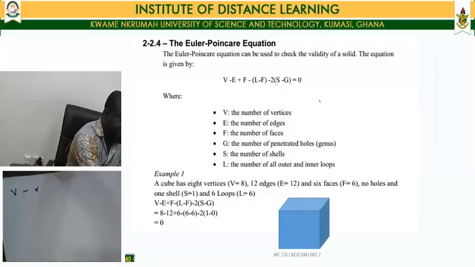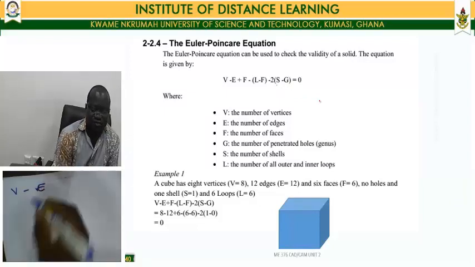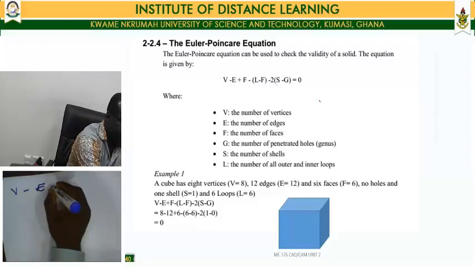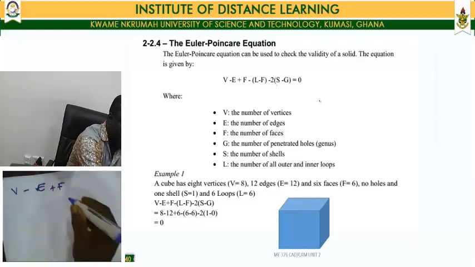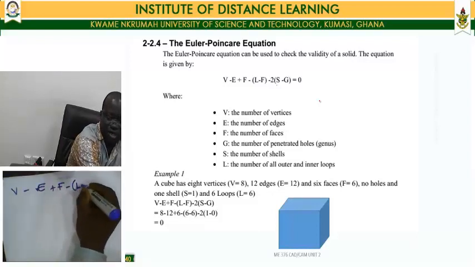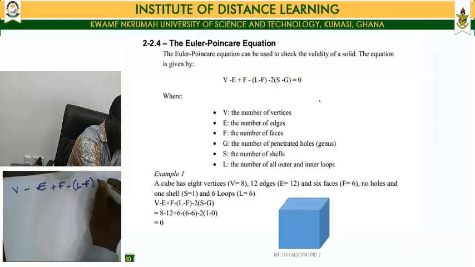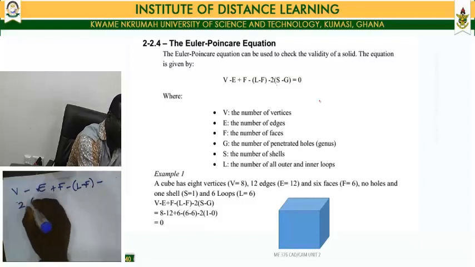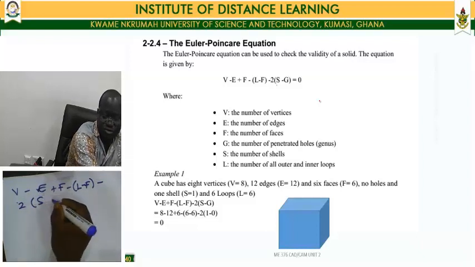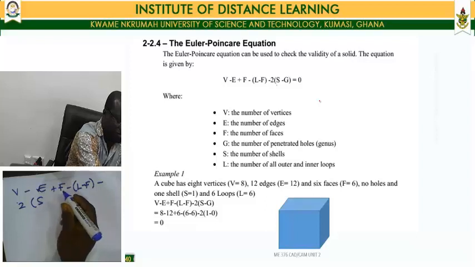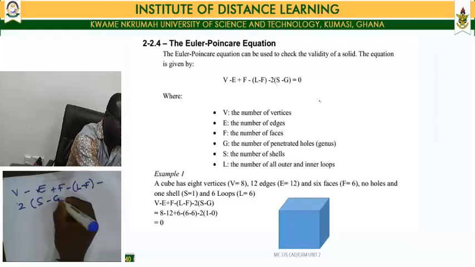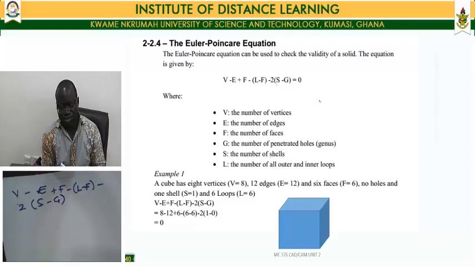V is for vertices, and then we have E for edges, plus F for faces, minus L, where L is the number of loops, and then minus 2 into S, where S is the number of shells, which we will talk about, then minus G, where G is called genus.